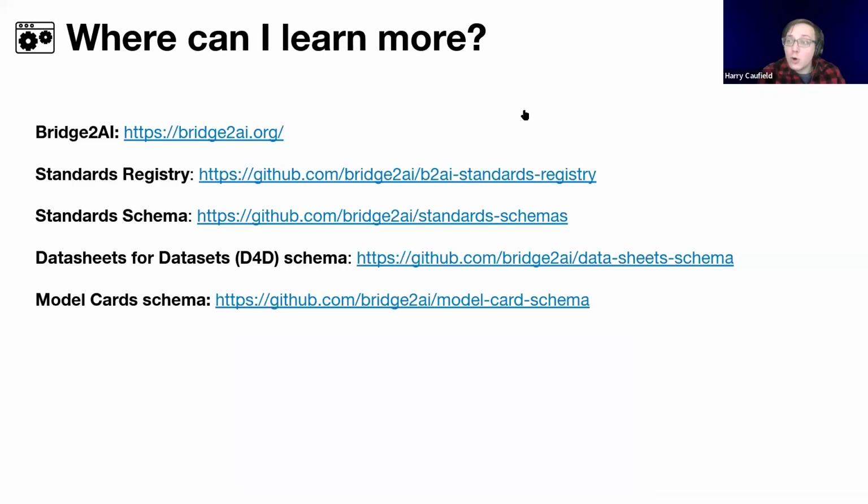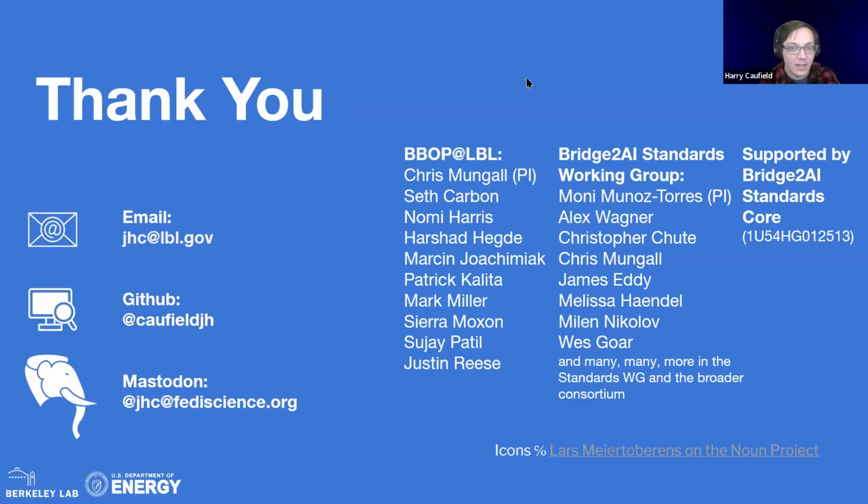So if you'd like to learn more about any of these resources, they are all on GitHub, as is the documentation. In the case of Bridge2AI, there is a public-facing bridge2ai.org site where you can learn more about the consortium and its efforts. And certainly all of these schemas in the registry itself are available online as well, as am I. So with that, I'd be happy to take any further questions.